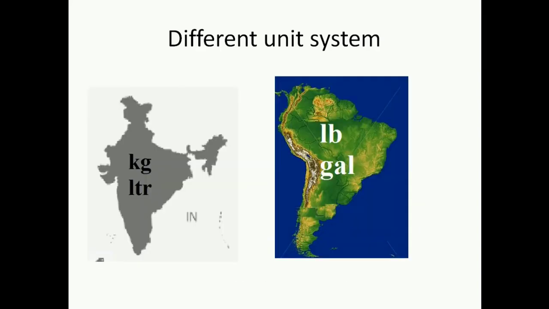On top of that, different countries use different types of unit systems. Like in India, for mass we use kg, and for volume of liquid we use liter. But other countries use pound for mass and gallon for volume of liquid. So that's why we need to understand conversion. We should be able to convert from one unit system to another unit system.